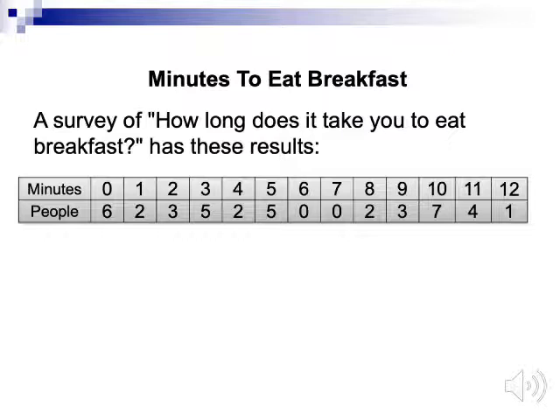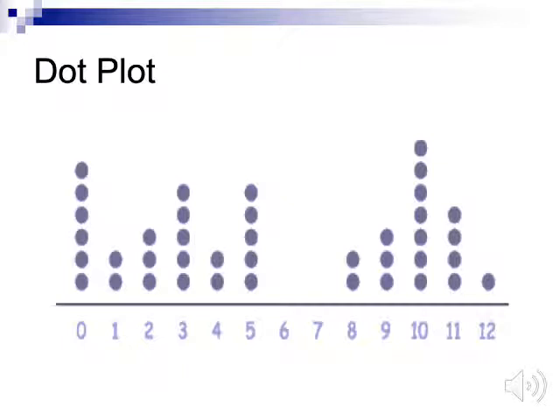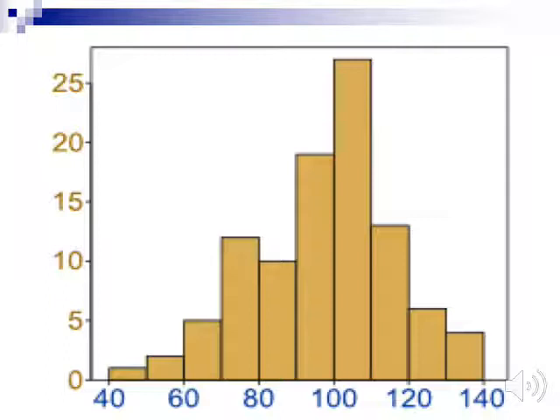So here, there are 6 people who eat breakfast in 0 minutes, 1 until 12 minutes. If you're going to denote that in a dot plot, you can count that there are 1, 2, 3, 4, there are 6 people who eat breakfast in 0 minutes and so on. And you would notice in 6 and 7, there is no one who eats breakfast at this rate of 6 or 7 minutes. Then you have the histogram. Okay, so that's the histogram. You can also do that in Excel, or that's the product of the results of the SPSS.